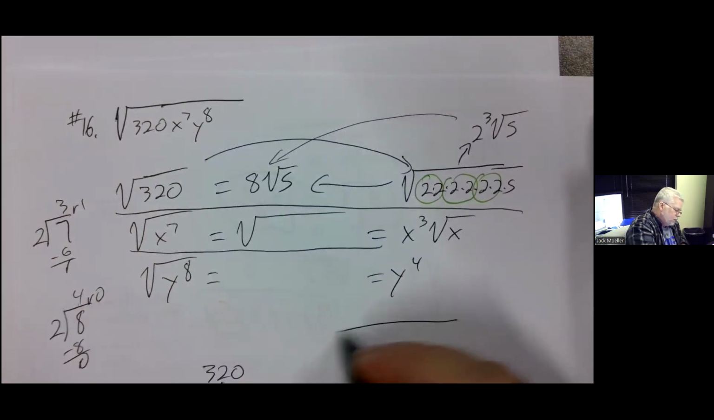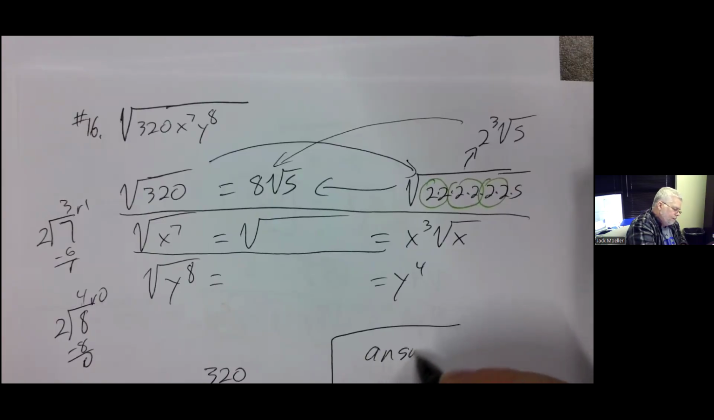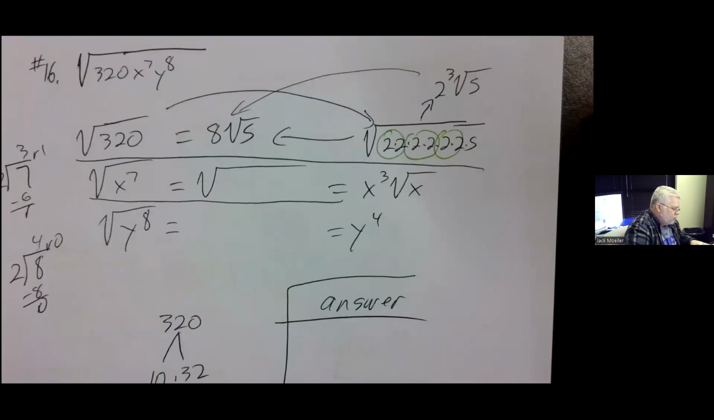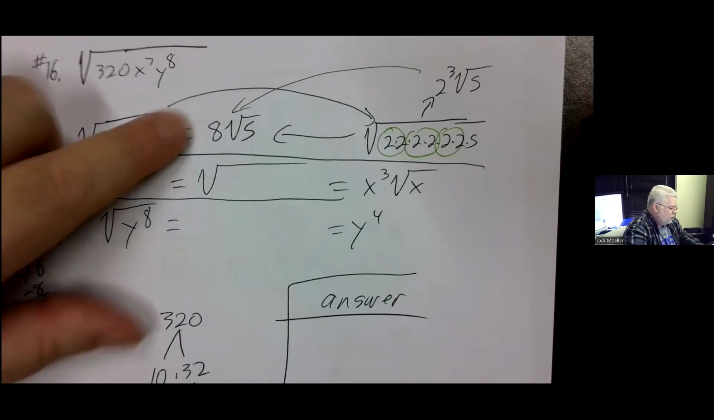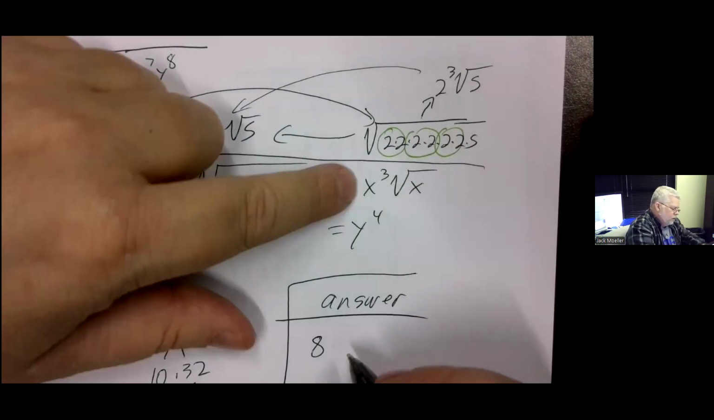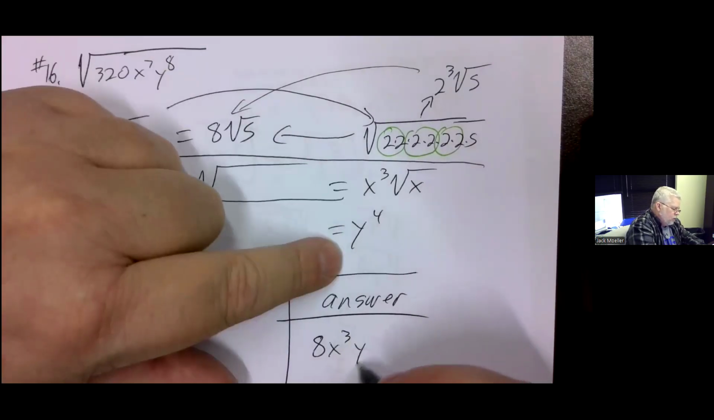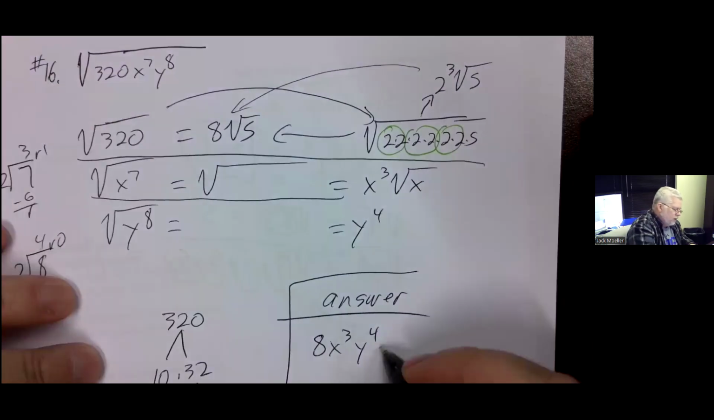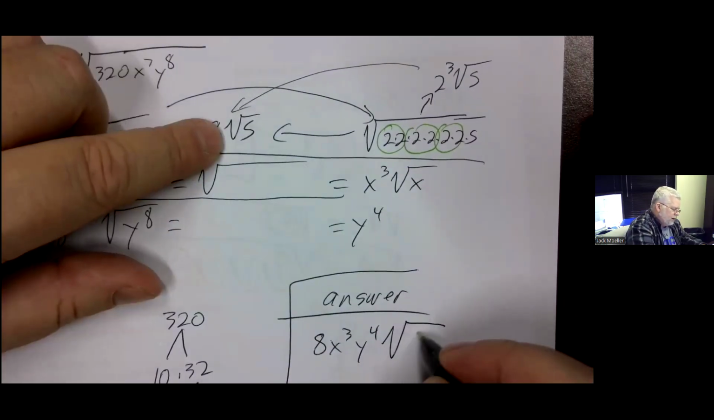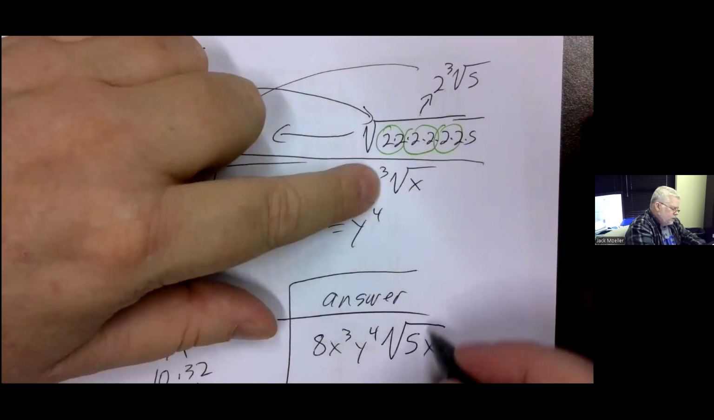Right, this is getting kind of messy, so we'll put the answer here. All right, so answer-wise, what do we have outside the square root? Well, we have an 8, x cubed, over y to the 4th. What do we have inside the square root? We have a 5, and we have an x.